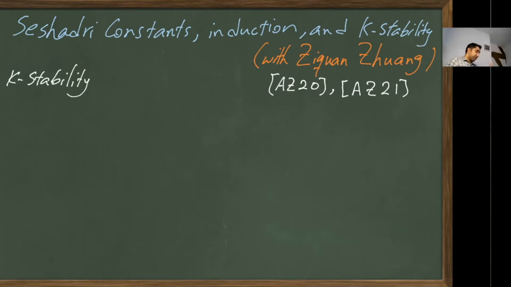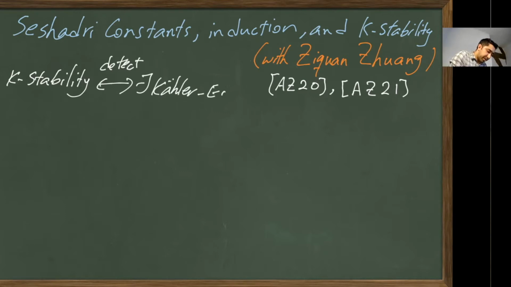I'm obviously not going to tell you just yet, but it's a good thing invented to detect existence of Kähler-Einstein metrics on Fano manifolds initially, but it's more general than that.